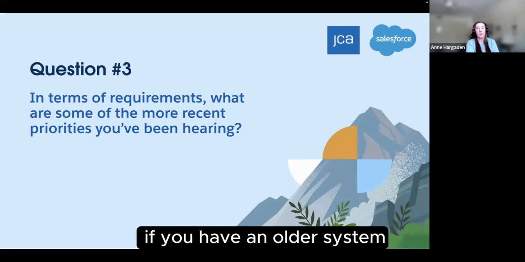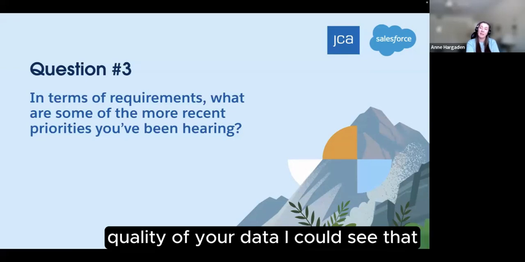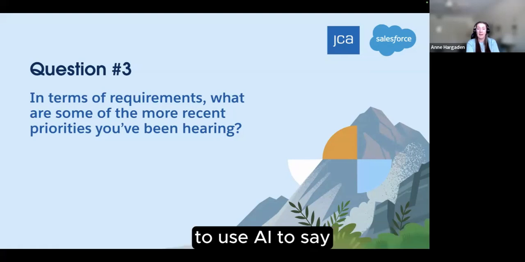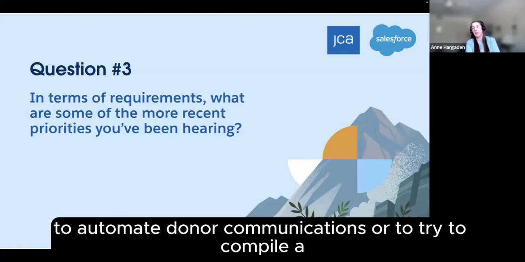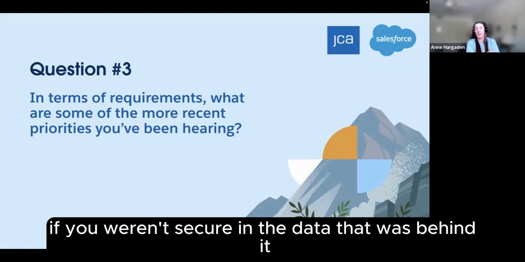If you have an older system, or if you aren't particularly confident in the quality of your data, I could see that some people might think it was a little risky to use AI to, say, automate donor communications or to try to compile a donor profile if you weren't secure in the data that was behind it.